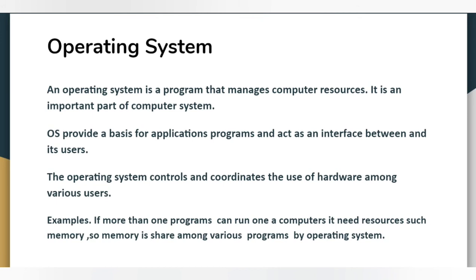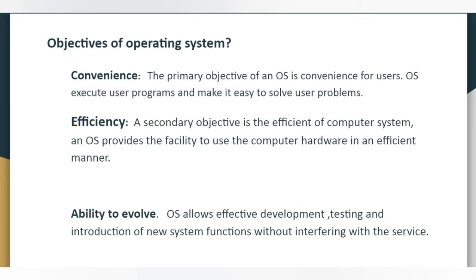So we have the objectives of the operating system. Convenience. The primary objective of the OS is convenience for users. The OS executes user programs and makes it easy to solve user problems.